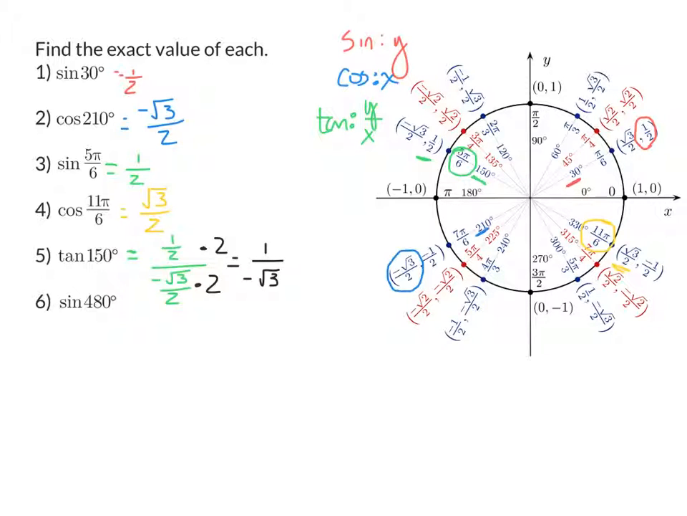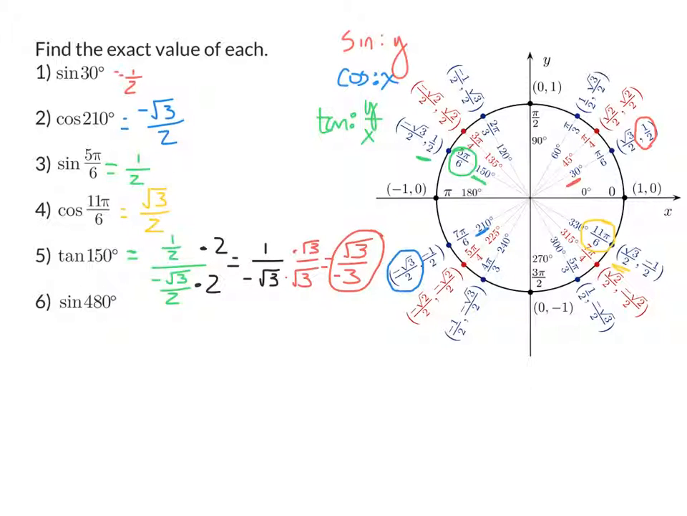We continue on to simplify because we don't want any square roots in the denominator, so we'll multiply top and bottom by the square root of 3, and we end up with square root of 3 on top, and on the bottom, negative 3. And that is the exact value for tangent of 150.